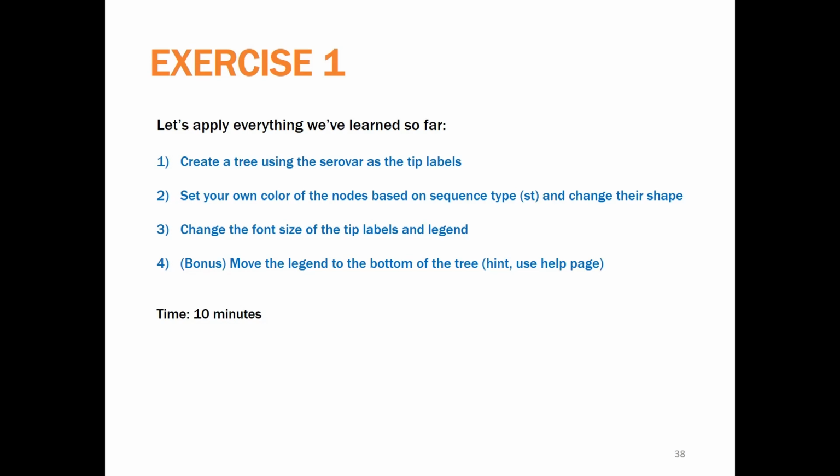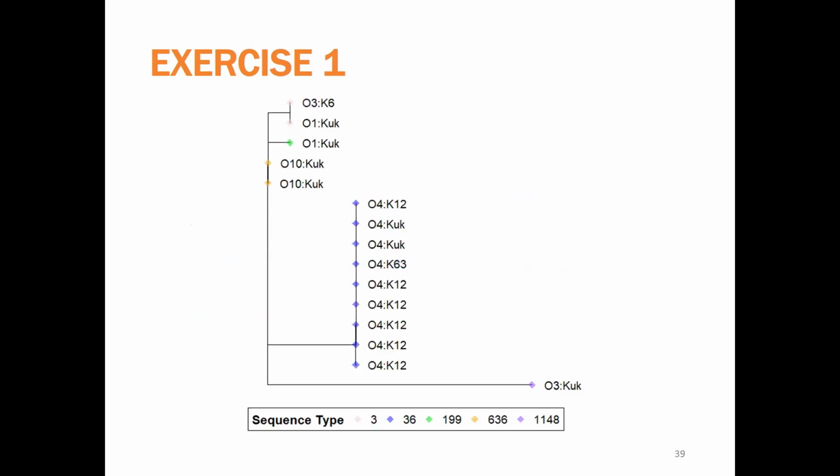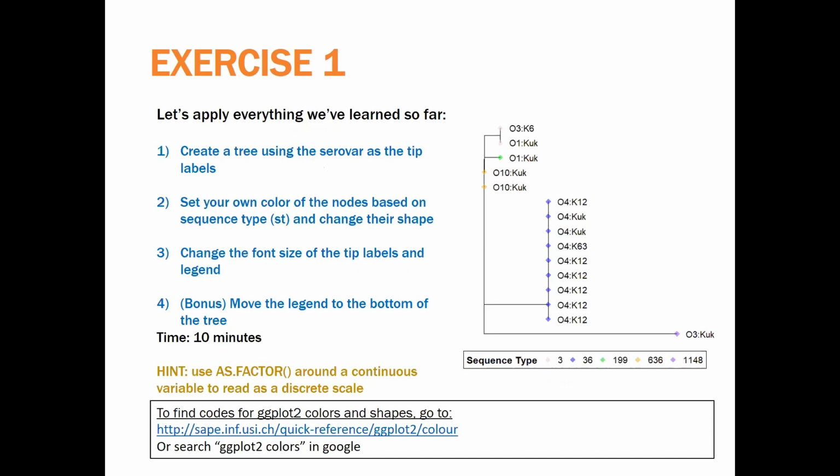If you're curious on doing that, you can look at the help page under theme, or you can Google just how do I move a legend in R, and it'll help you. I'll give you guys about 10 to 15 minutes. This is kind of what it should look like. Obviously, you can use whatever colors you want instead of trying to fish for these exact colors. And I can leave this page up here as well.